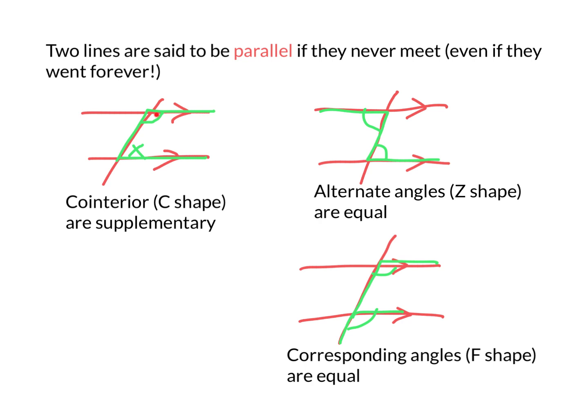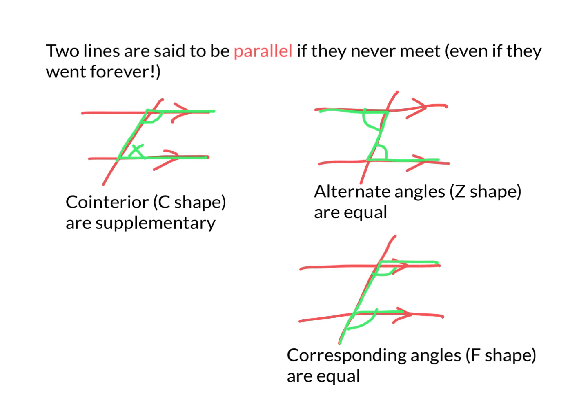So that means if this angle was, say, 120 degrees, this would have to be 60. If this angle here was 50, this would be 130. These two angles must add to 180 degrees. Now note, I've used different symbols for these angles because in general, they're not equal. Co-interior angles are usually not equal to each other.